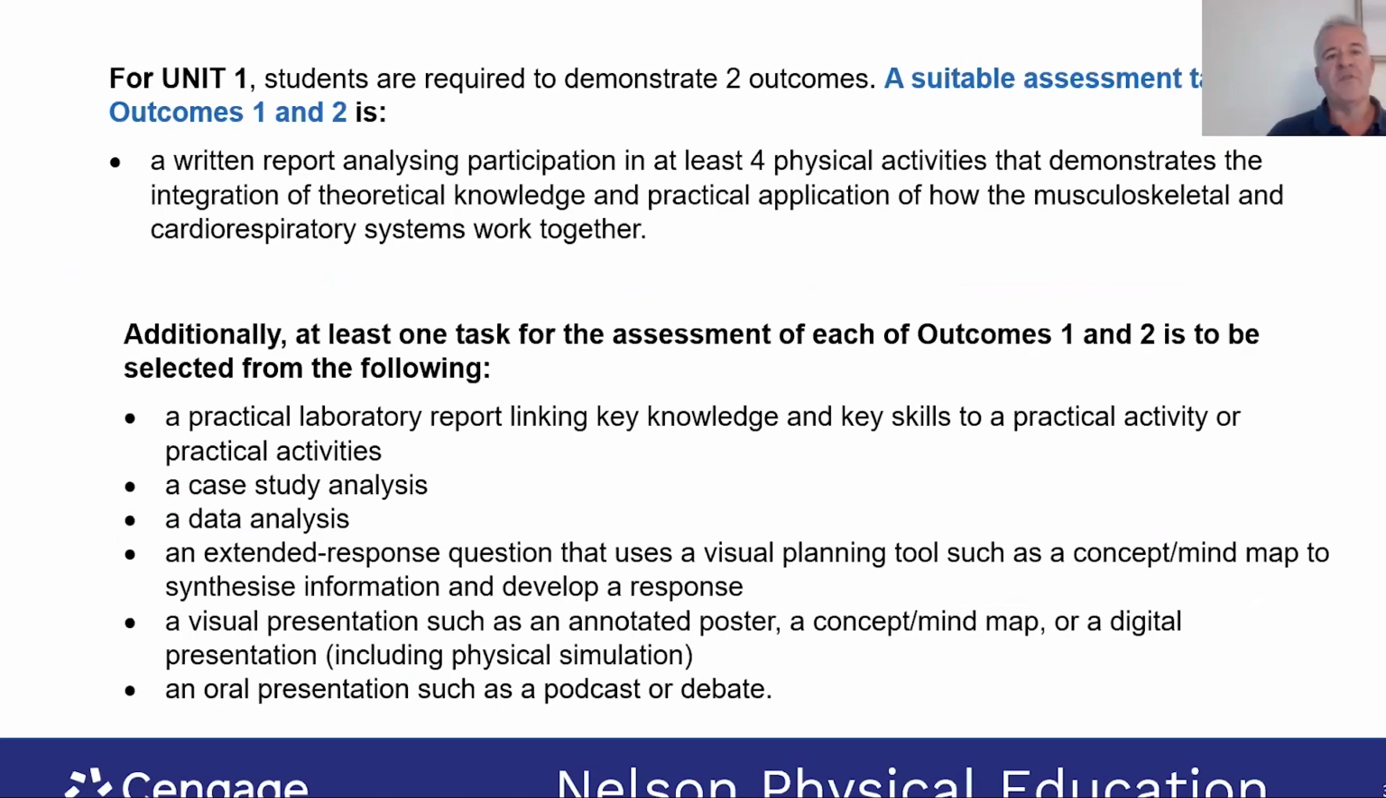For Unit 1, they've got to demonstrate 2 outcomes. So this is mandated. For outcome 1 and 2, the students need to complete a written report, and again, analysing their participation in 4 physical activities, and you can do the rest of the reading. Additionally, this is where the flexibility occurs. You can choose any of those 6 bulleted tasks to assess performance in outcome 1 and outcome 2. And you might see there the 4th bullet point down, an extended response that uses a visual planning tool.